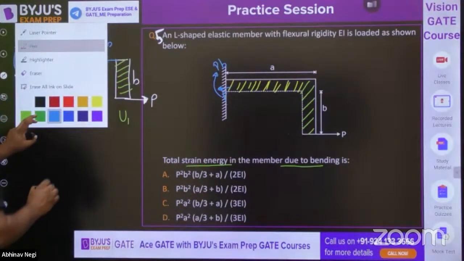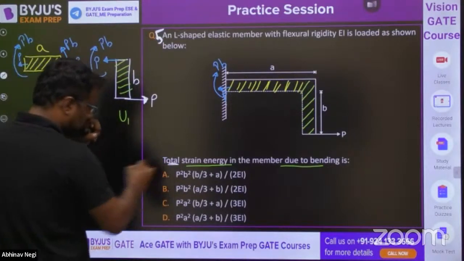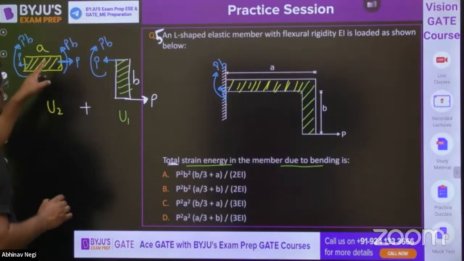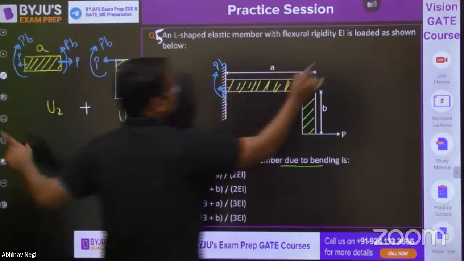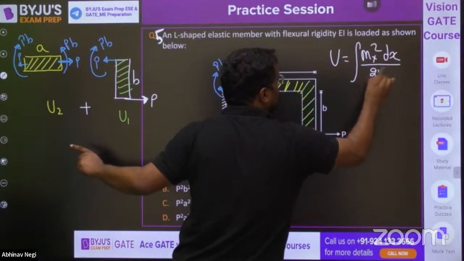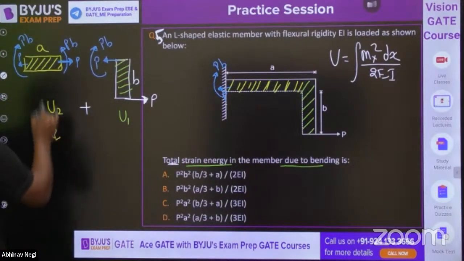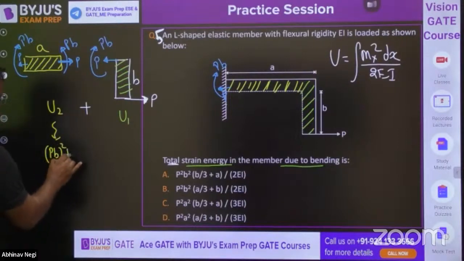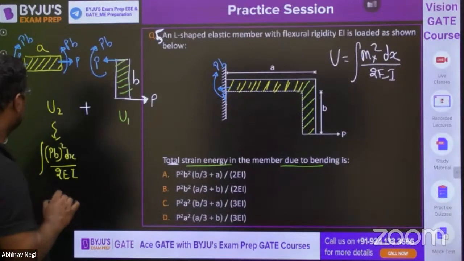Now one is U1 and one is U2, and we have to find the total strain energy. So what is U2? Mx square dx upon 2EI. Let me write the formula, due to bending: bending moment at any section square dx upon 2EI. So for this yellow part, Mx is PB, whole square into dx upon 2EI, and this integration is from 0 to a.